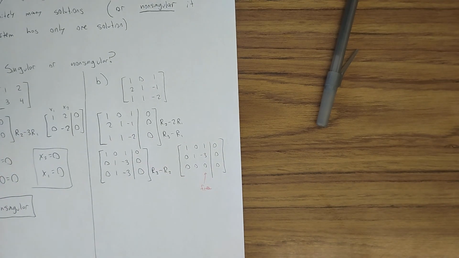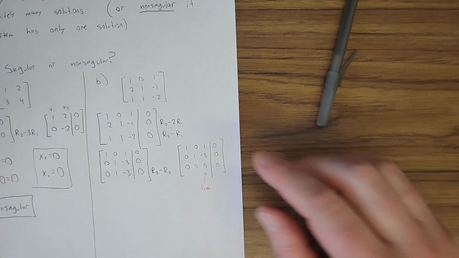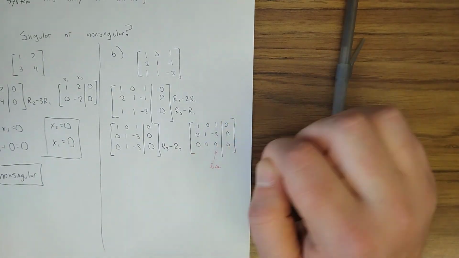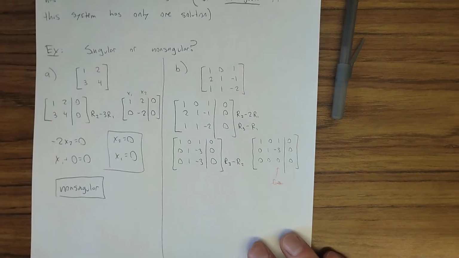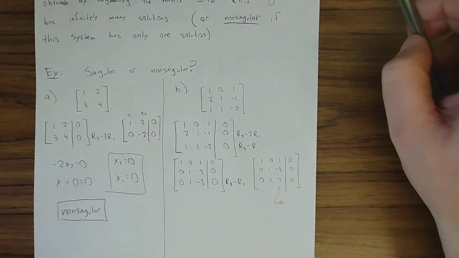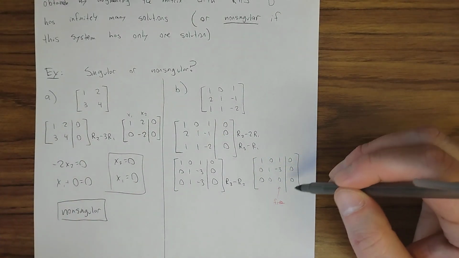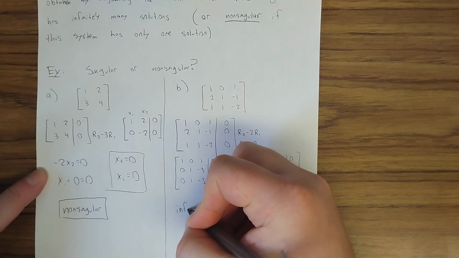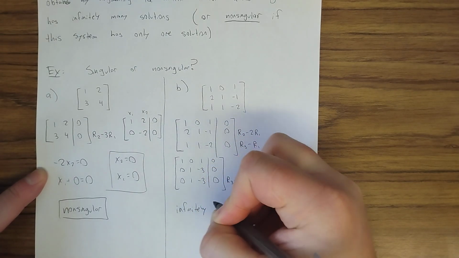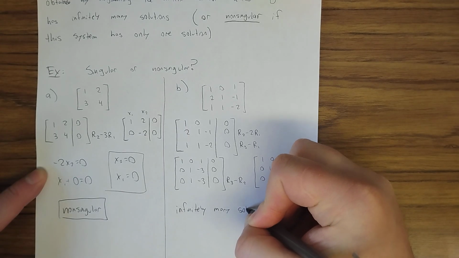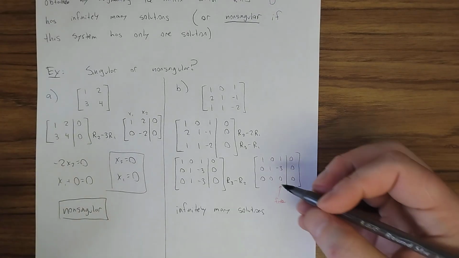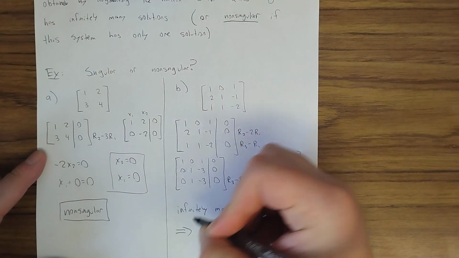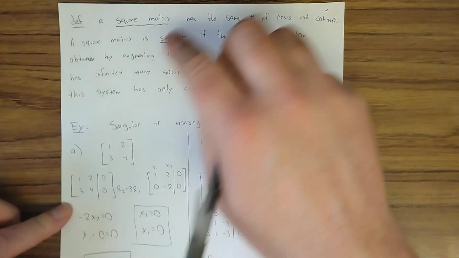If you have a free variable, you're going to have infinitely many solutions because your free variable can be anything. Of course, I could keep going if I wanted to write my solution in terms of S and T like we did on the previous example, but if all I want is to answer the question, then right now I can say that this has infinitely many solutions. Just by the fact that it has a free variable at all, it has infinitely many solutions. So we would call that singular.